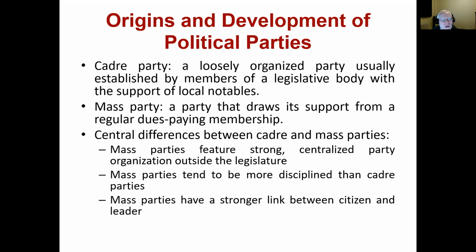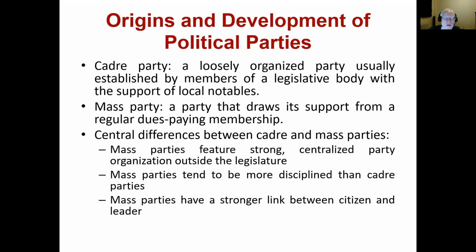And beyond the dues, many members of the party will also make contributions. You don't necessarily have to be a member of the party always to make a contribution, so you can be an independent. Also, not all of the people who vote for the party will necessarily be party members.